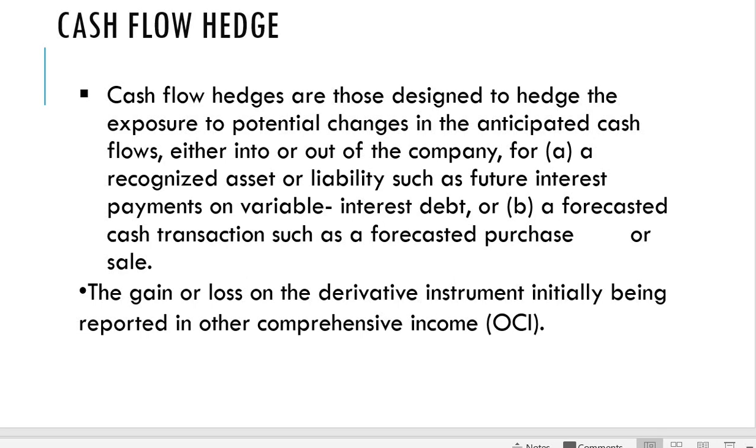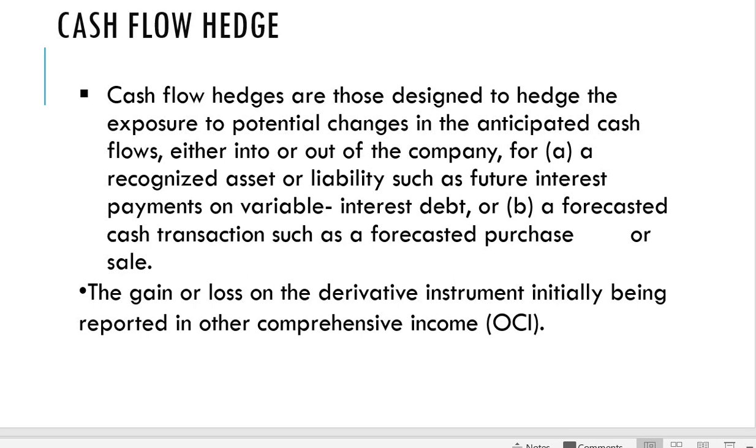So what is a cash flow hedge? A cash flow hedge is designated to hedge the exposure to potential changes in the anticipated cash flows, either into or out of the company, for a recognized asset or liability, such as future interest payments on variable interest debt, or a forecasted cash transaction, such as a forecasted purchase or sale. So it means that a cash flow hedge is a hedge of the exposure to variability in future cash flows, because there are potential changes in the anticipated cash flows. In a cash flow hedge, this is actually a forecast transaction, so normally there is no hedged item yet. So only the gain or loss on the derivative instrument is what we take into account.